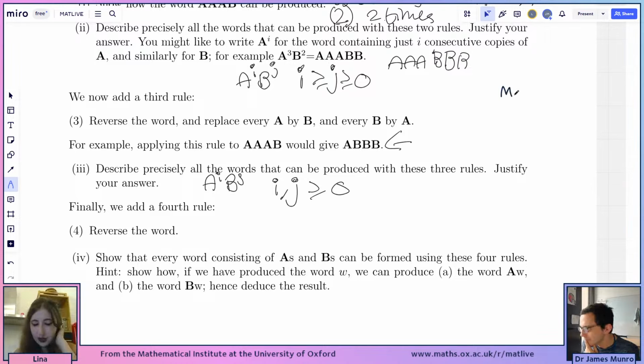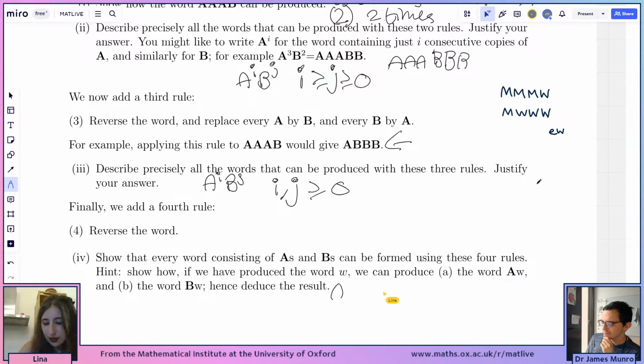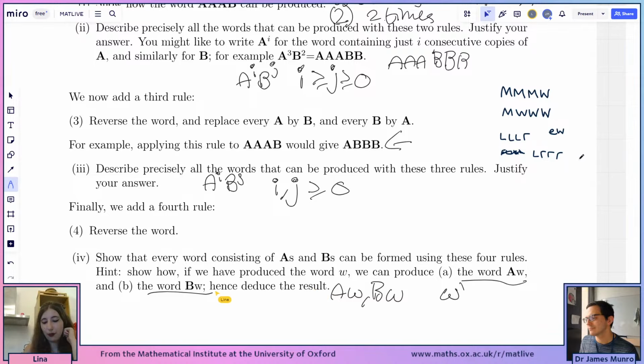So now we're able to reverse the word, and it now says that you can get any word of A's and B's. So we want to prove this, and if we use the hint, it says if we have produced the word W, we can produce the word AW and the word BW, and then we can deduce the result. So if we start to think why, if we can make AW and we can make BW, that we can make any word. It's just because if we have some word W dashed, if we just build it up from the back and then add A's and B's, we can make this word consisting of A's and B's just using our method to get AW and our method to get BW. So then we can make any word of A's and B's.